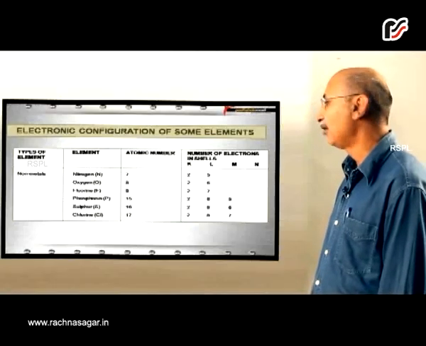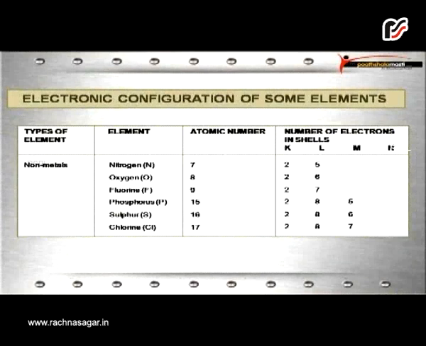Now we are going to take up non-metals. The first non-metal we are taking is nitrogen. Nitrogen has atomic number 7. It has electronic configuration 2 and 5. It has 5 valence electrons and it can gain 3 electrons more to become 8 valence electrons like noble gases, that is neon. Oxygen has atomic number 8.